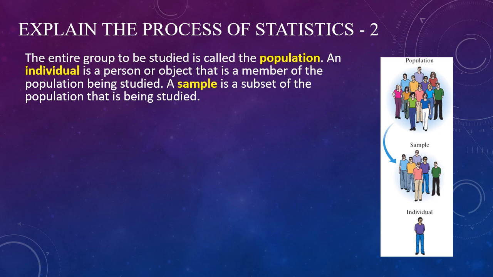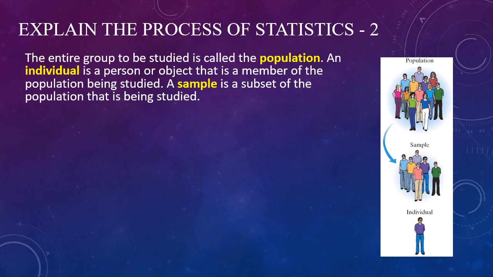So thinking about that last study about students returning the $100 or keeping it. The entire group to be studied is called the population. In this case, it would be all students at a specific university from that last study. An individual is a person or object that is a member of the population being studied. So that could be anyone who is a student at that college.